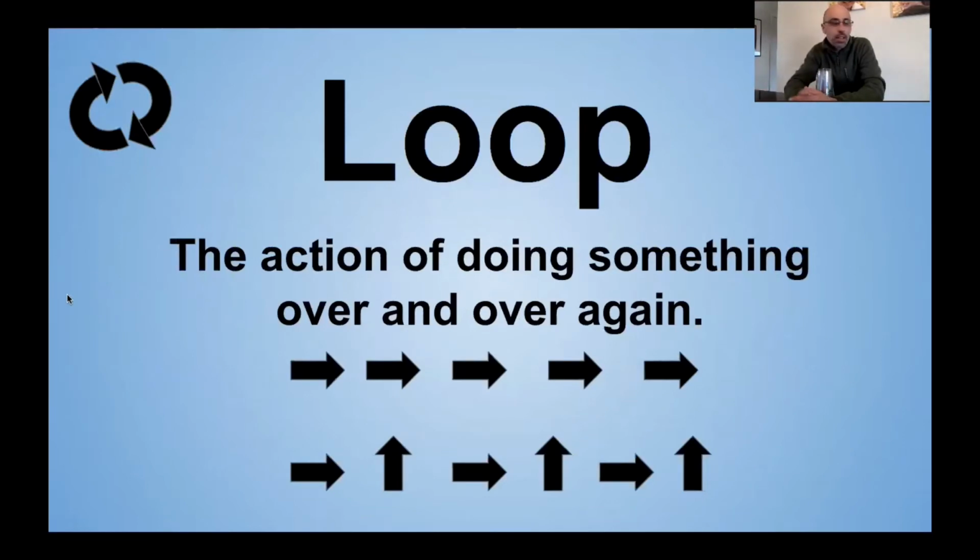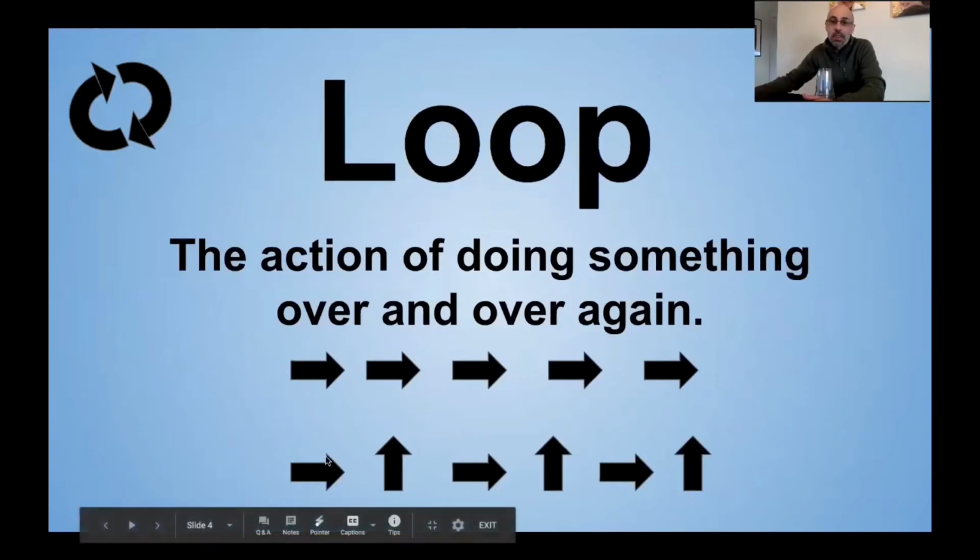So our word here, that change in that target, was loop. A loop is the action of doing something over and over again. It is something that repeats. So right below that definition here, I have arrows, 1, 2, 3, 4, 5. Those arrows are repeating, right? It happens over and over again. Down below it, I have go forward with an arrow, and then I have up. Go forward, up. Go forward, up. That's repeating also, right? That is a pattern. The go forward and up repeats 1, 2, 3 times.